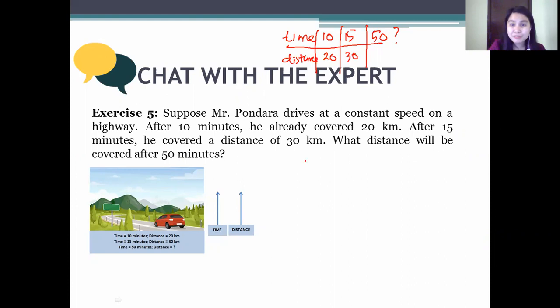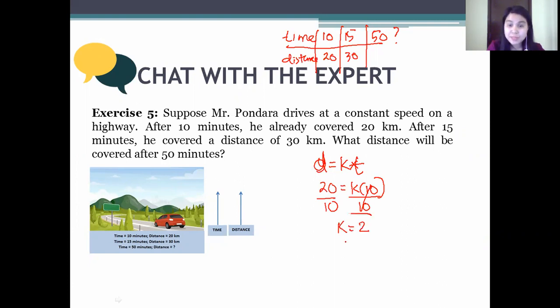Let's first solve for our constant of variation. So y equals kx. Or we say distance equals kt. So when distance is 20, our time is 10. Divide both by 10. So our constant of variation is 2. It means we double. So we have d equals 2t. That's all. If our time is 50, then what will be the value of our d?